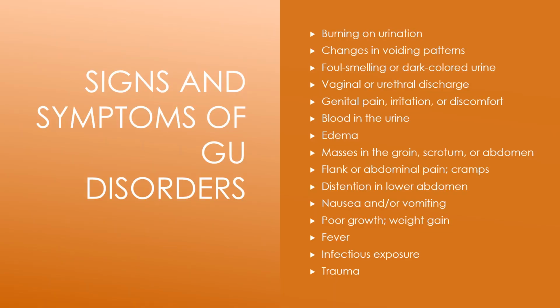Signs and symptoms of GU disorders. Most of these should be familiar if you've already talked about these in the adult world. Same for the pediatric world. Burning with urination, changes in voiding, maybe they're holding and dumping, foul smelling discharge, pain, irritation, blood, edema, masses, cramps, distension in that lower belly, nausea, vomiting, right? All of these are going to be signs and symptoms of GU disorders.